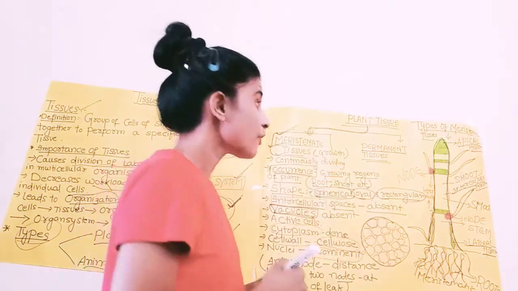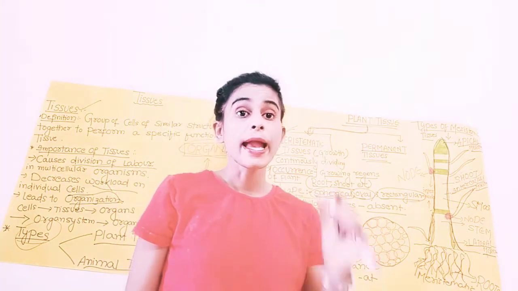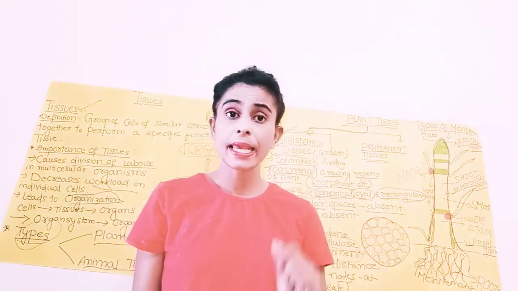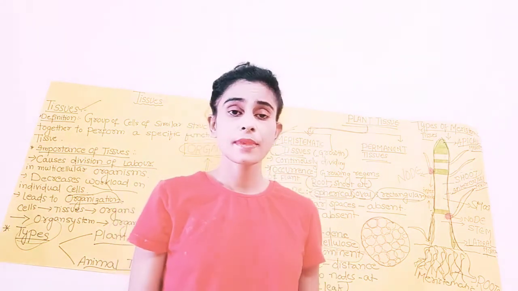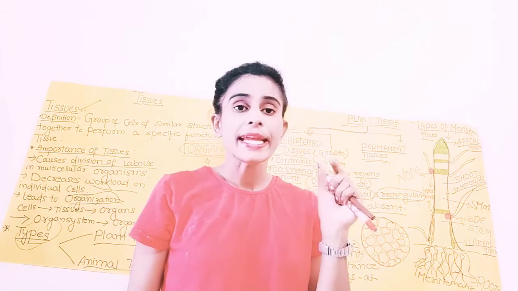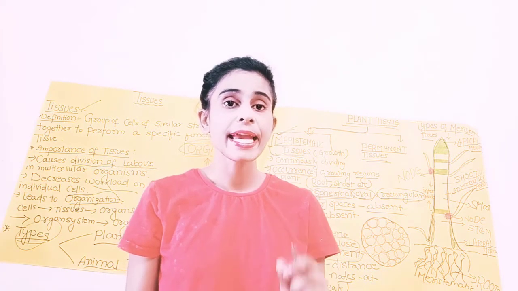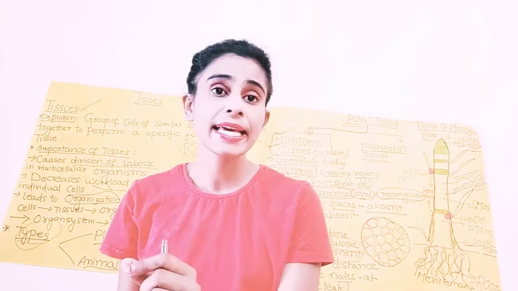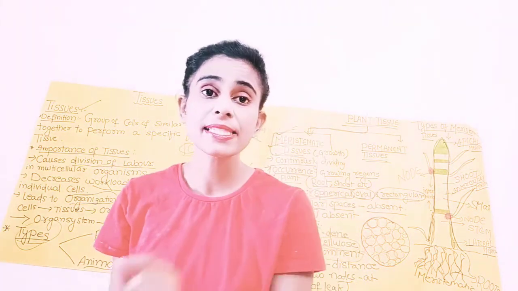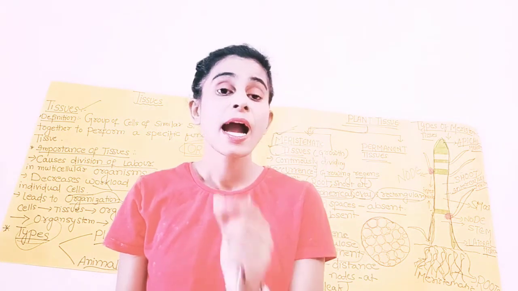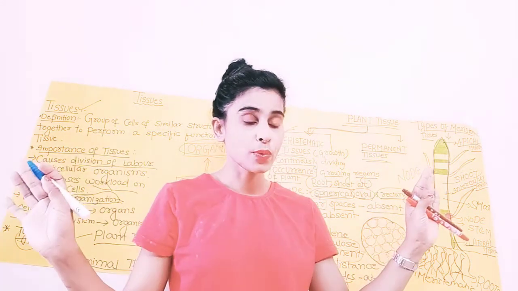What are those? First one, apical meristem. Note it down. A-P-I-C-A-L. Apical meristem. Second one is your intercalary meristem, I-N-T-E-R-C-A-L-A-R-Y. The third one is your lateral meristem, L-A-T-E-R-A-L. Understood? Yes or no?